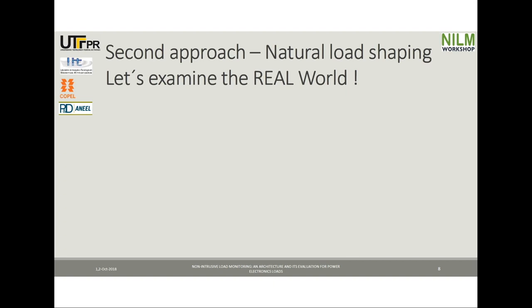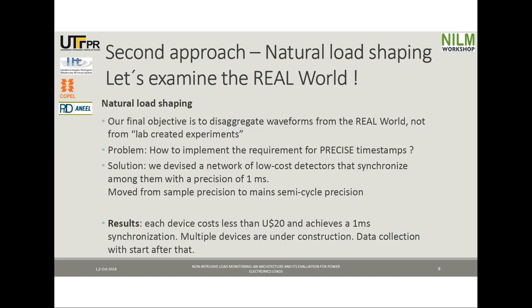But then we come to the problem, how are we going to know the precise moment that a user turned a given device on or off? And to solve this problem, we devised a network of low-cost devices. Low cost means that every device costs less than $20. And even so, they are very precise. They have 1 millisecond of accuracy between them. So if one module collects a time information, I'm sure that it is not going to be larger than 1 millisecond the error to the next one.